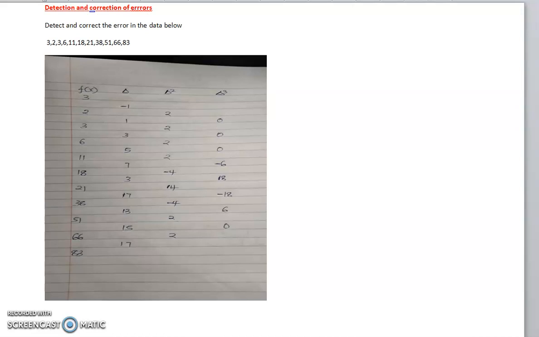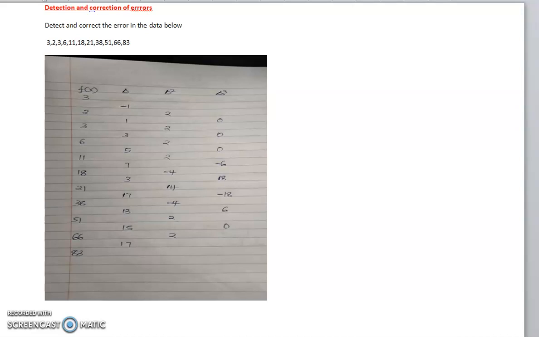Today I'll be taking you through detection and correction of errors in numerical analysis. And for better understanding, I'll do an example here. Detect and correct the error in the data below. Now we've been given data that is 3, 2, 3, 6, 11, 18, 21, 38, 51, 66, and 83.